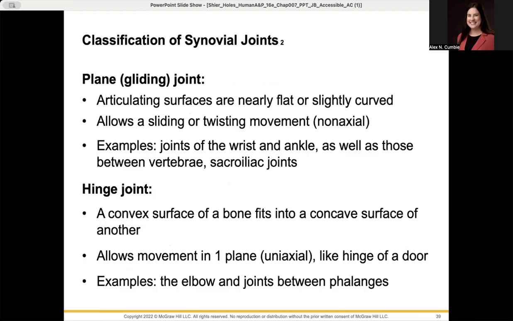Plane or gliding joints, we can see this in some of your carpals and tarsals. We can see this between the vertebrae. Hinge joint, you might think of with your elbow or your knee, forming kind of like a door hinge, going back and forth. I'm going through these quickly because you don't have to memorize these types of synovial joints, but we do need to know their types of movements, which we're getting to in just a second.